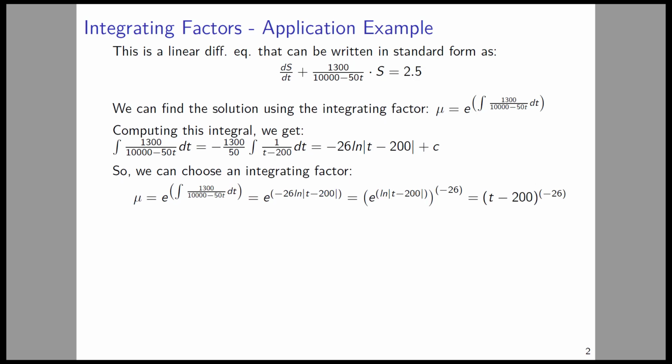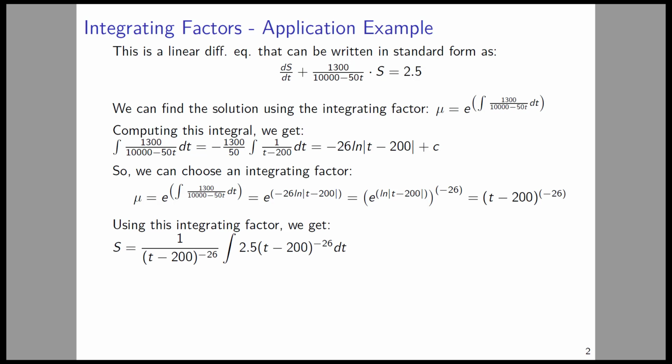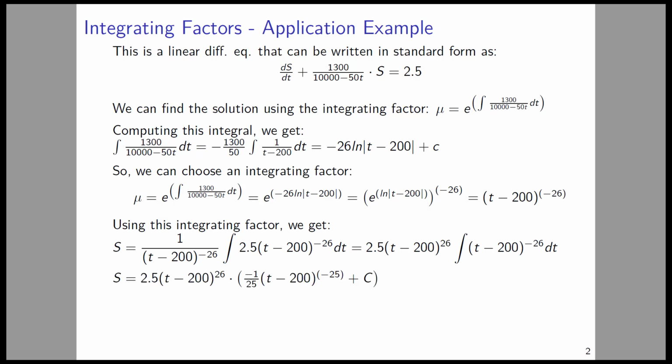Using this integrating factor, we get that S equals 1 over mu, which is t minus 200 to the 26th, times the integral of 2.5 times t minus 200 to the negative 26th. We can pull the constant 2.5 out of the integral and simplify 1 over t minus 200 to the negative 26th to get 2.5 times t minus 200 to the 26th times the integral of t minus 200 to the negative 26th dt. In computing this integral, we'll have 2.5 times t minus 200 to the 26th times negative 1 over 25 times t minus 200 to the negative 25th plus some constant of integration c.